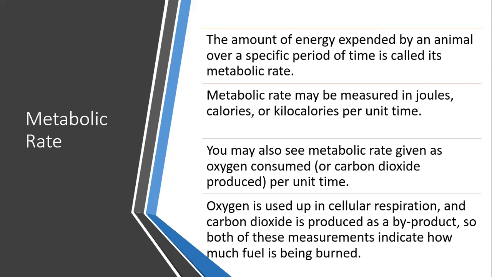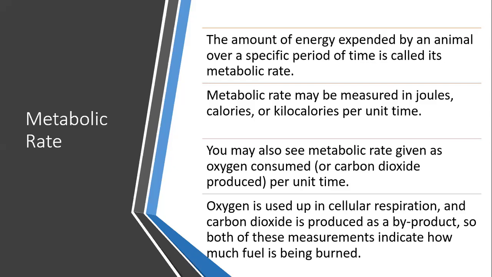Who can tell me why scientifically they can use the oxygen consumed or the carbon dioxide produced per unit time to calculate the metabolic rate? Think about it and let me know. Nobody? Why would you be able to use oxygen consumed or the carbon dioxide produced per unit time to calculate the metabolic rate?